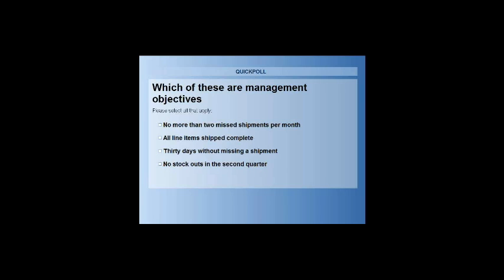75% of you picked no stockouts in the second quarter. 58% picked 30 days without missing a shipment. 58% picked all line items shipped complete, and 42% picked no more than 2 shipments per month missed. Actually, every one of those is a management customer service level. Basically, what management was saying was, here is the amount of stuff you're allowed to miss. So we're going to work with the top one.